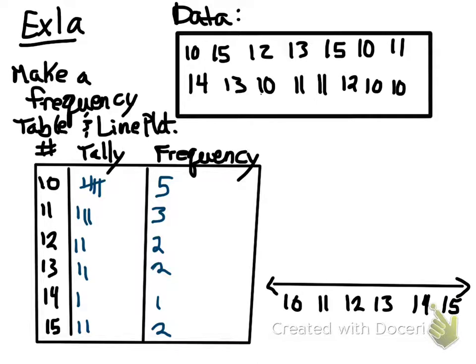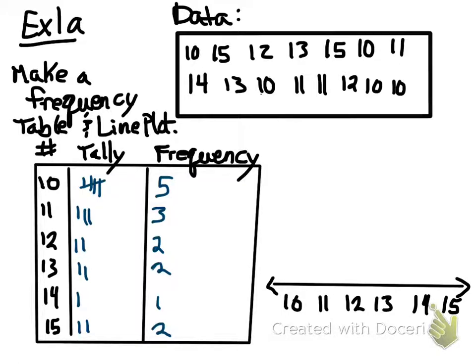Alright, you should have made a frequency table listing the numbers 10 through 15, as those are all your different data numbers. You should have taken a tally of the occurrence of each different number, and then added up your tallies to get the frequency. So 10 has a frequency of 5, 11 has a frequency of 3, then 2, 2, 1, and 2.